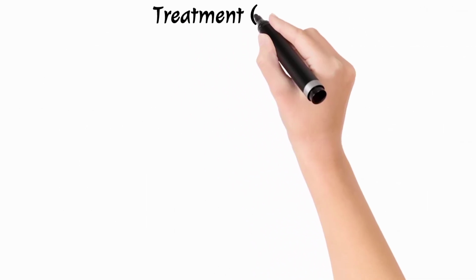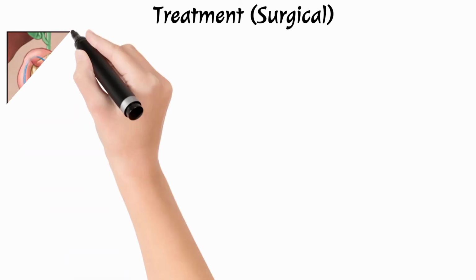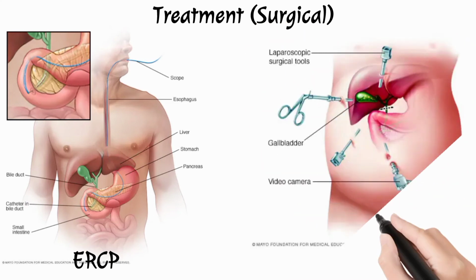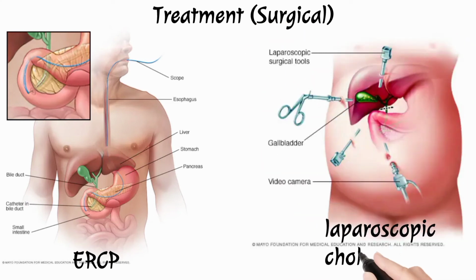Under the surgical management of this condition, we have: 1. Endoscopic retrograde cholangiopancreatography, abbreviated ERCP. During this procedure, dye is used to highlight the bile ducts, making the stones visible and therefore guiding the surgeon in surgically removing the stones blocking the bile ducts or cystic duct. 2. A laparoscopic cholecystectomy, which is surgery to remove the gallbladder using laparoscopic equipment.